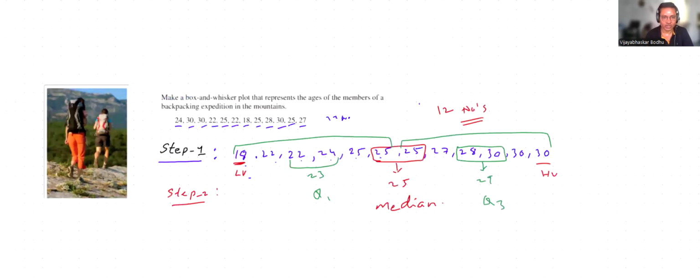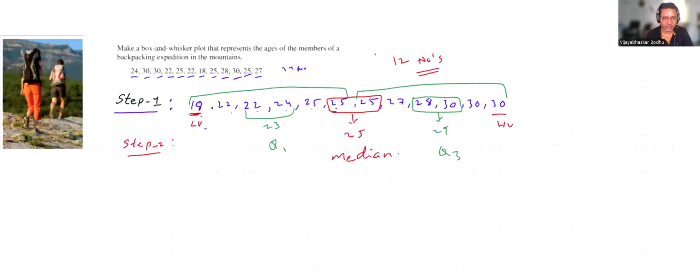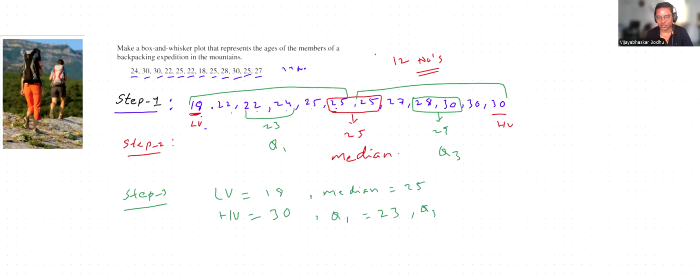Let us list out the things we have written. In step 3, I am listing all of them. The least value is 18, the highest value is 30, the median is 25, the quartile 1 or lower quartile is 23, and the upper quartile Q3 is 29. After finding all these five elements, let us draw the box-whisker plot.